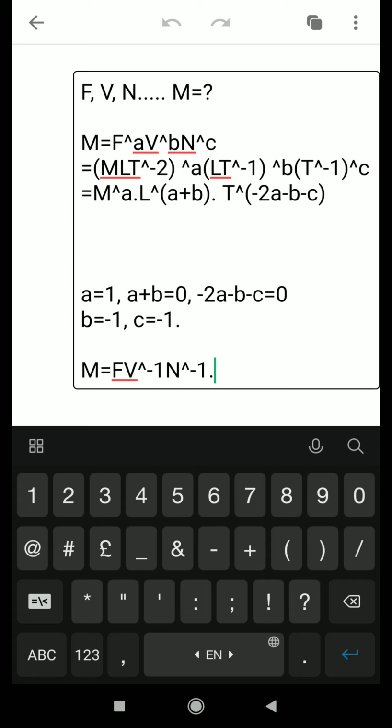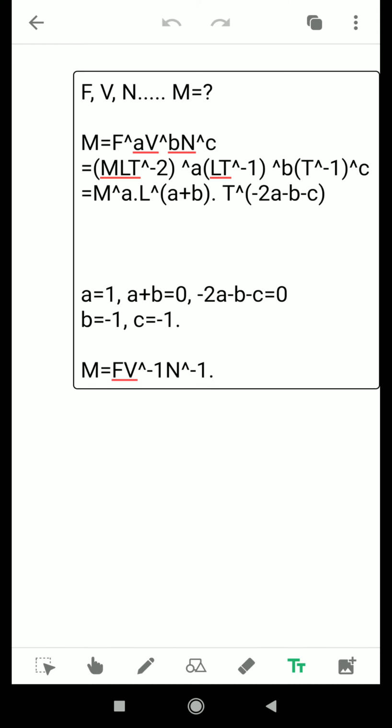Clear? This is all about the units and dimensions chapter. I will come back later with new chapters.